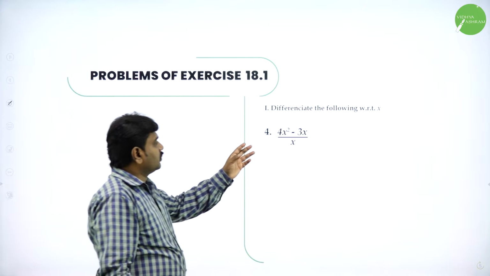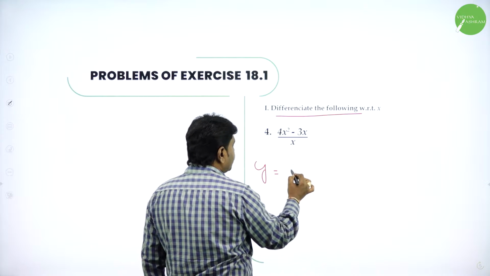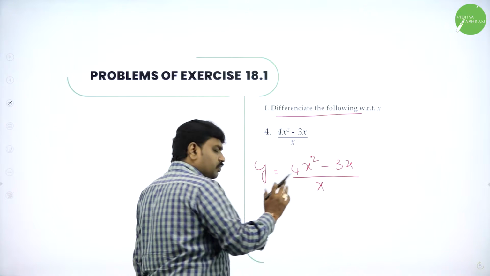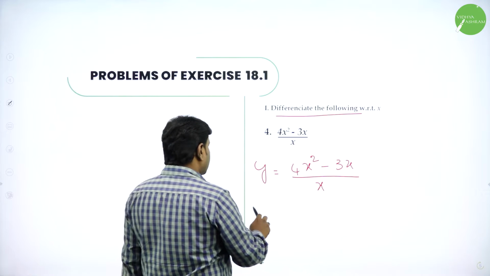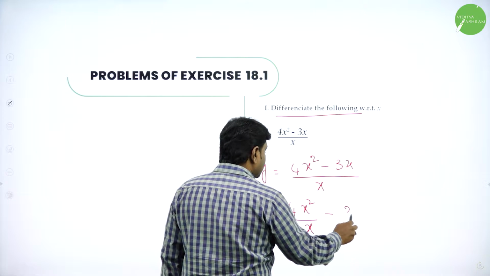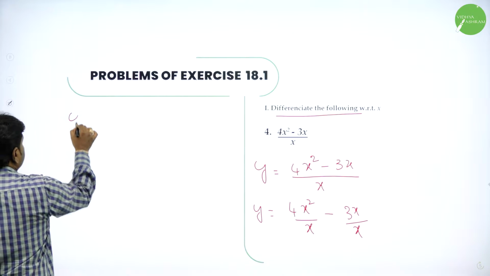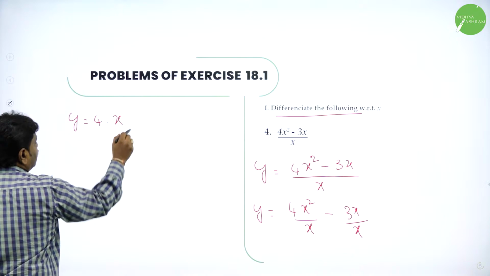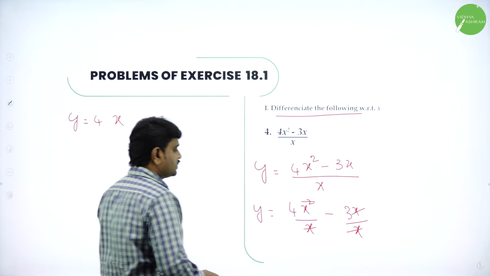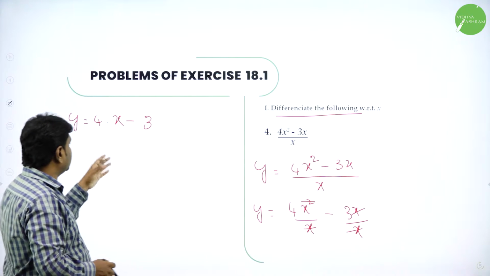Next we have fourth one, interesting, differentiate the following with respect to x. So take the given function as y is equal to 4x square minus 3x by x. Before you differentiate, simplify this. Can I write this as y is equal to 4x square by x minus 3x by x? Now you can simplify this. Y is equal to 4x square by x. 1x and 1x cancels, and here 1x and 1x cancels. Will be left out with 4x minus 3. This was a given problem, so split it, it will become 4x minus 3.